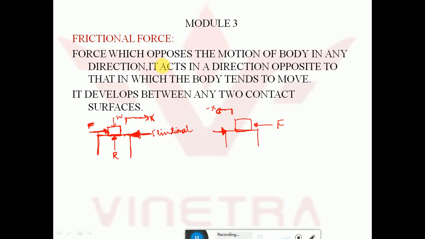In this manner, friction plays an important role. Till now, when we drew free body diagrams and other things, in all those cases we assumed the surfaces are smooth, that is, no frictional force developed between the body and the support. But here we are considering friction, that is, the resistance developed between two surfaces when an additional force is applied to move an object, called the frictional force.